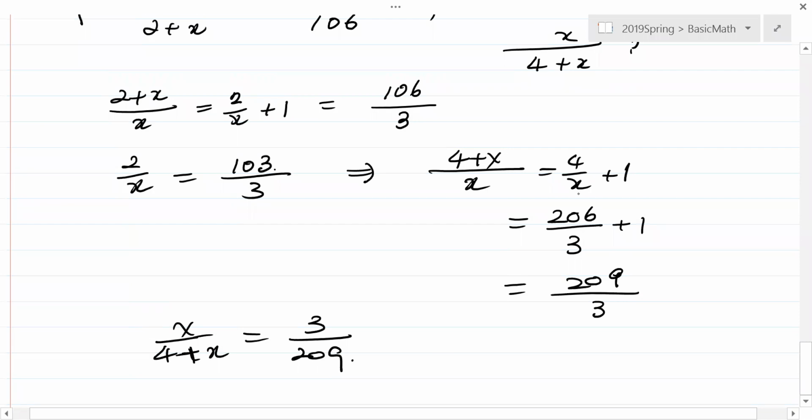Yeah, 4 over x is going to be twice 2 over x. So that's why you have to multiply this number. If you flip it, 2 plus x over x equals 1, 2 is 6 over 3. But this is over 3 times 6 over 1, which is 2 over 3. From that, it's 3 over 2.